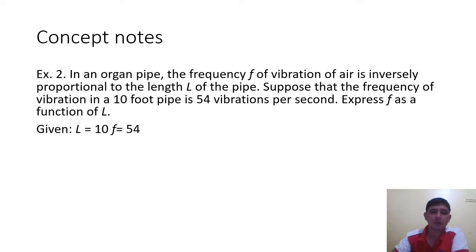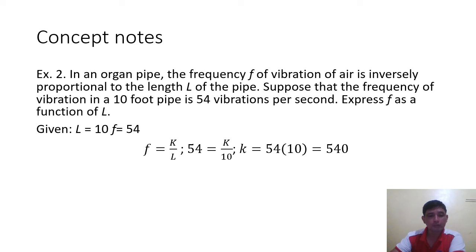Okay, another example. In an organ pipe, the frequency F of vibration of air is inversely proportional to the length L of the pipe. Suppose that the frequency of vibration in a 10-foot pipe is 54 vibrations per second. Express F as a function of L. So we are going to make a function for this situation. The length is given as 10 feet, and the vibration is 54 vibrations per second. That is the frequency.